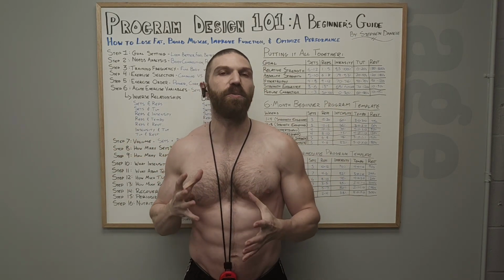Our rest period is up. Time for set number 2. And while we are resting, let's discuss some acute exercise variable guidelines for undulating periodization. Undulating periodization is when you are alternating between periods of high volume, low intensity, and high intensity, low volume. Generally, you could refer to these as your accumulation phase. That's when you are accumulating volume at lower intensity, and your intensification phase, where you are increasing the intensity, but you are limiting the amount of volume that you are accumulating.